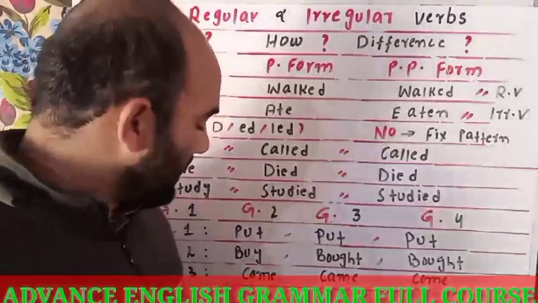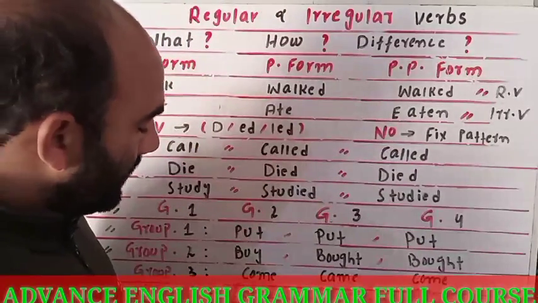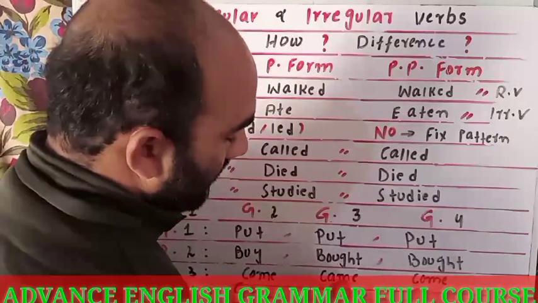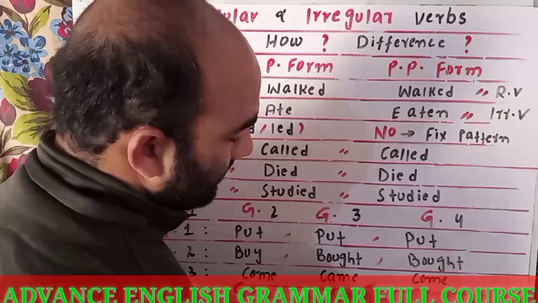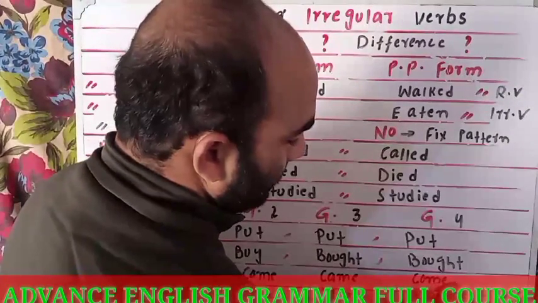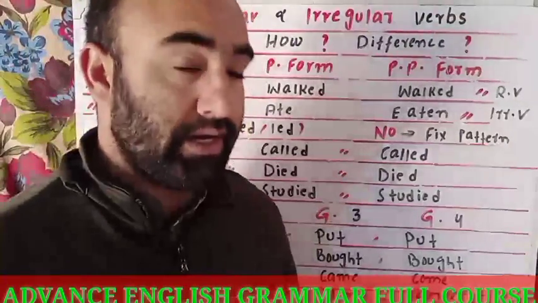Keep in mind, and in Group 4, all the forms of the verb are different from one another. For example, go, went, gone.